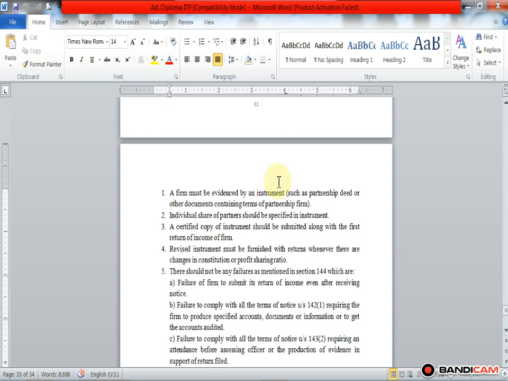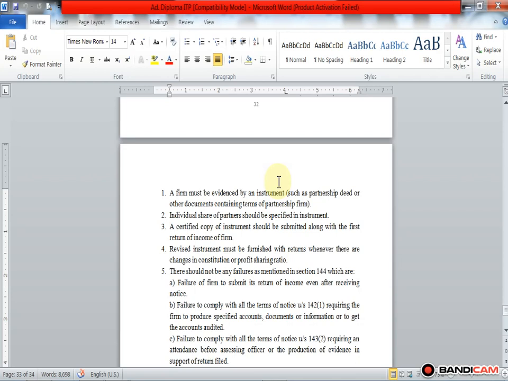PFAS method. Second point, the individual share of partners should be specified in the instrument or in the agreement. Third point, a certified copy of the instrument should be submitted along with the first return of income of the firm. A certified copy of the instrument or agreement should be submitted at the time of filing the income tax return of the firm for the first time.